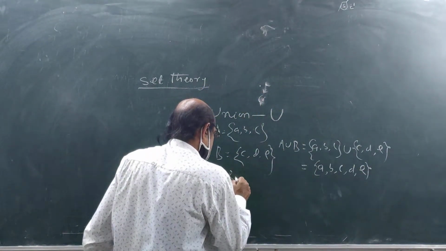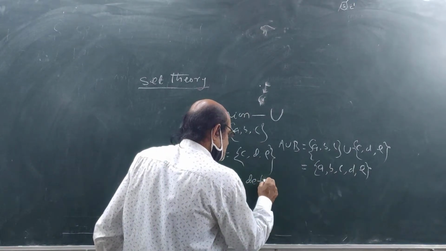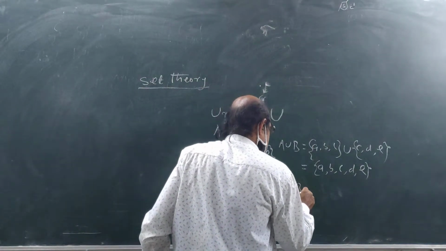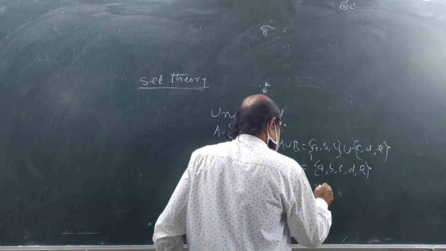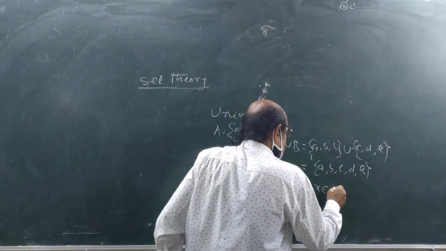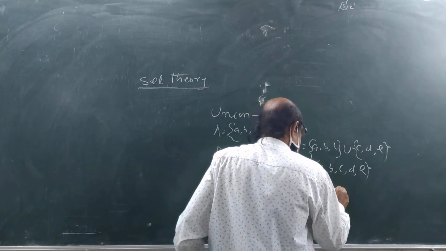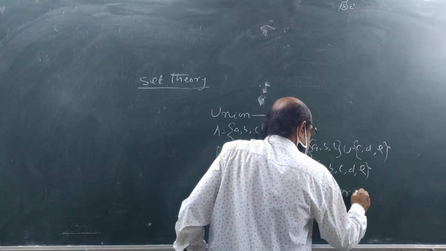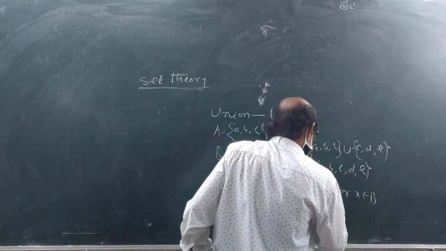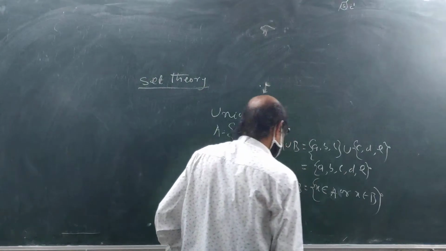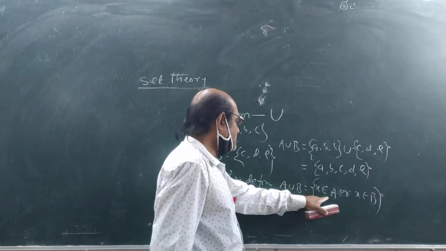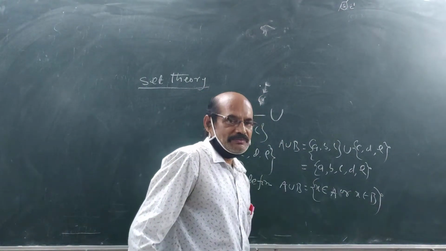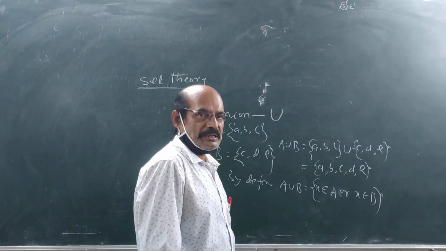By definition, A union B is equal to {x such that x is an element of A or x is an element of B}. This is the definition of A union B: x element of A or x element of B. That is known as union.